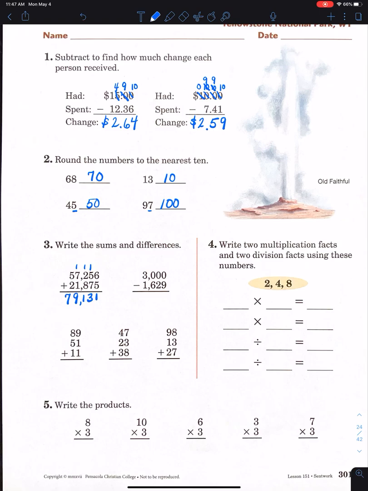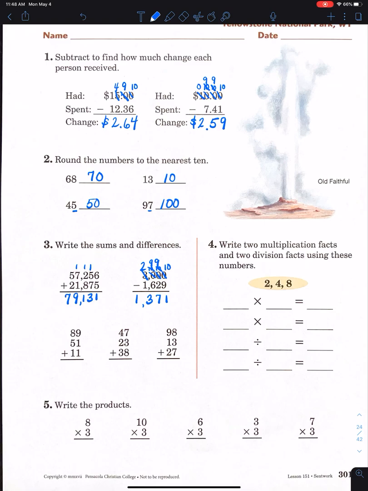All right, 3,000 minus 1,629. We have to come all the way over to the 3, make this a 10. Well, still have to borrow from the hundreds place, so now this is a 9. This one becomes a 10. And now we still have to borrow for the ones place. So 10 minus 9 equals 1. 9 minus 2 equals 7. 9 minus 6 equals 3. And 2 minus 1 equals 1.